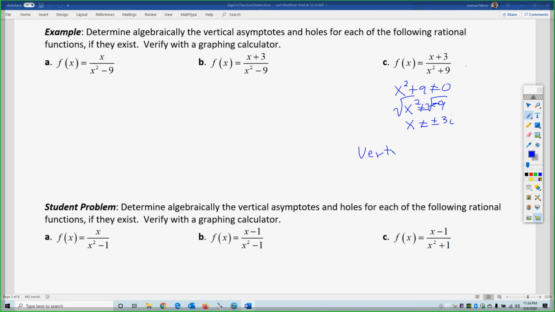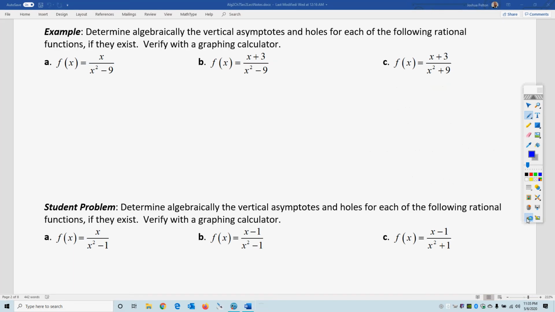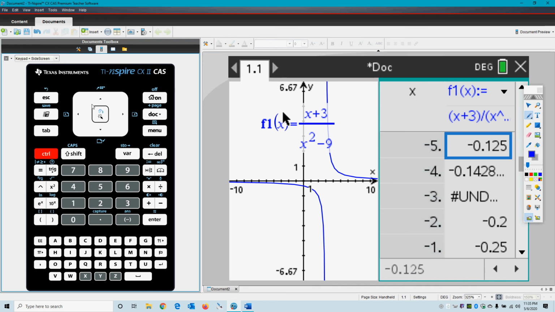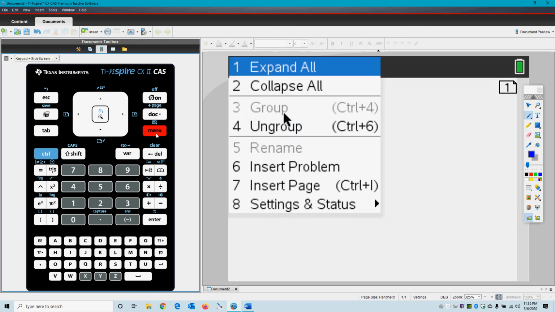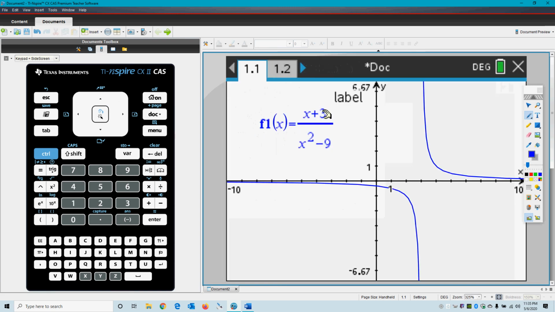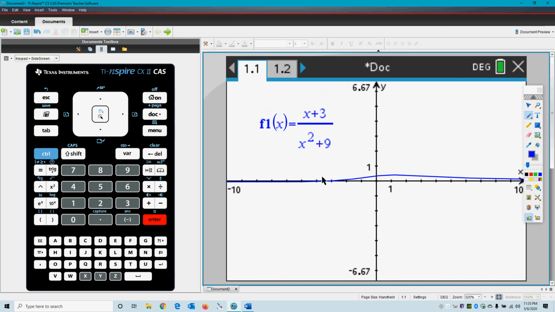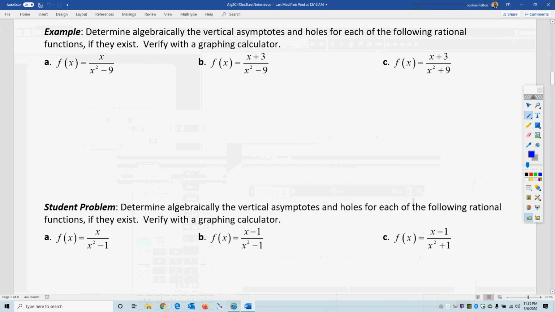So as far as vertical asymptotes and holes go, there are none of either in this case. Okay, and we'll check the graph to verify that it's actually true. So we'll go to our calculator, and let's see. We'll change this to x squared plus 9, and we can see it's just a little bumpy line there. No asymptotes, no holes.